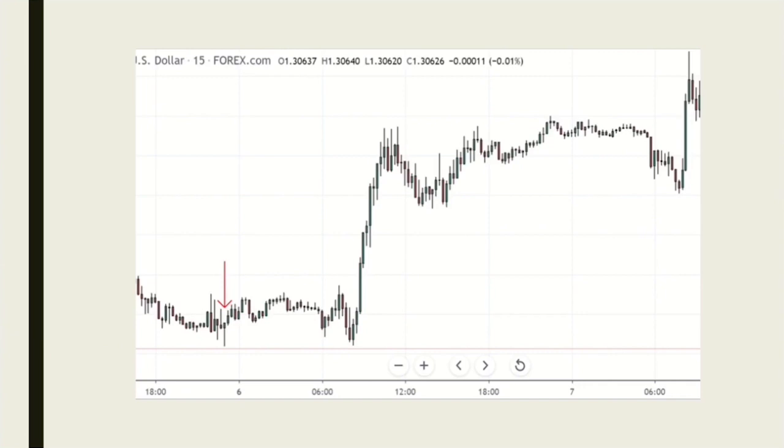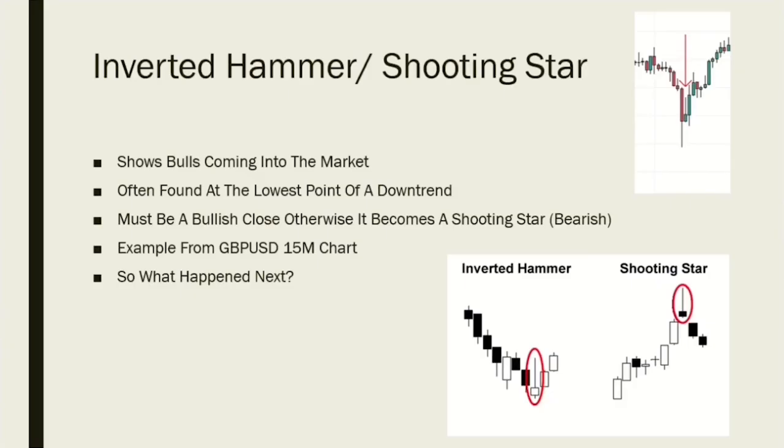So, the inverted hammer and the shooting star. Let's go over the inverted hammer first. It basically just shows bulls coming into the market, but they're not as strong as in a normal hammer. It's often found at the lowest point of a downtrend because that's where you get a reversal from. And it has to be a bullish close, otherwise it becomes a shooting star, which is a bearish candle. So here you have your downtrend here, and then right at the end of it, you have your inverted hammer, and then the price starts to move up from there.